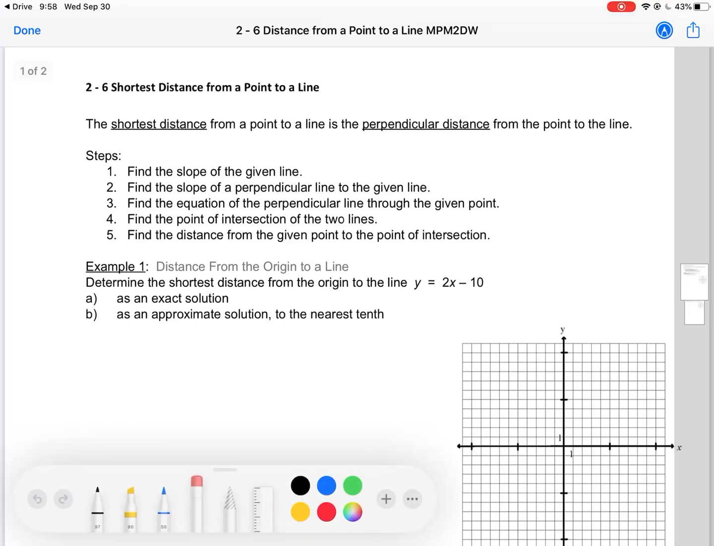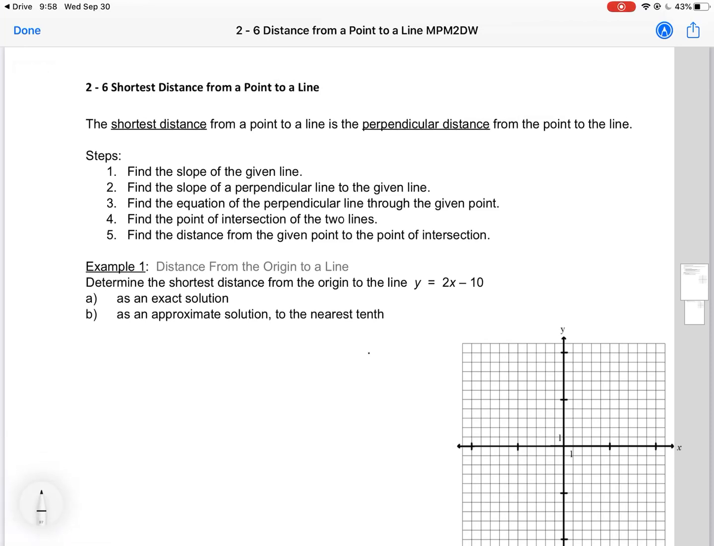This video goes over how to find the shortest distance from a point to a line. The first thing that you need to know is that the shortest distance from a point to a line is the perpendicular distance from the point to the line. There are 5 steps. Find the slope of the given line, find the slope of a perpendicular line to the given line, find the equation of the perpendicular line through the given point, find the point of intersection, find the distance from the given point to the point of intersection.